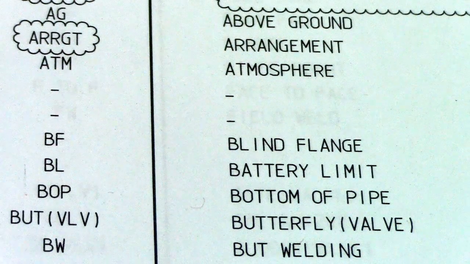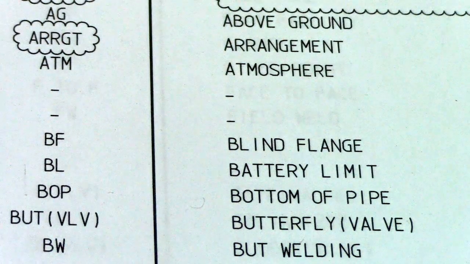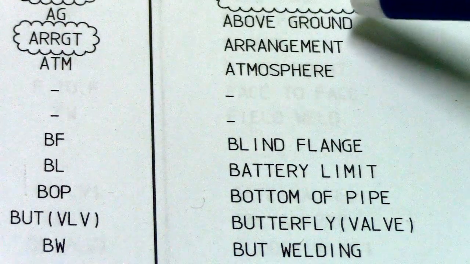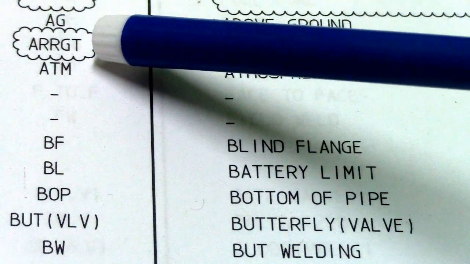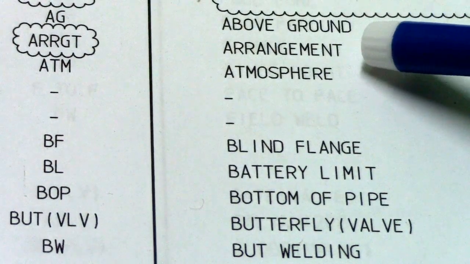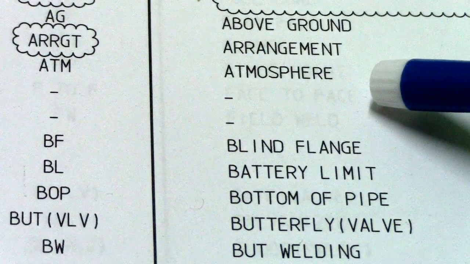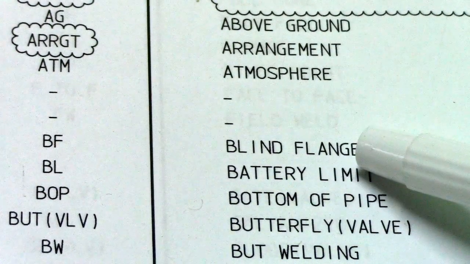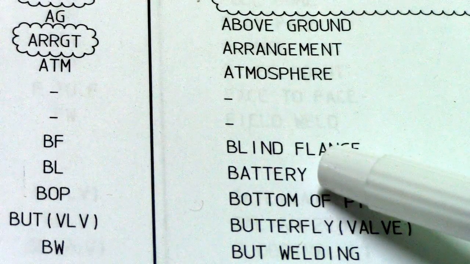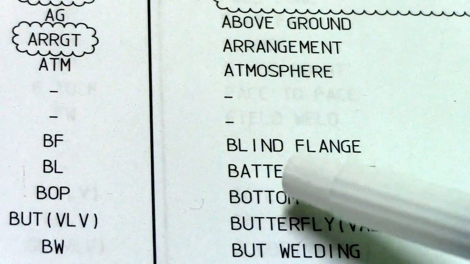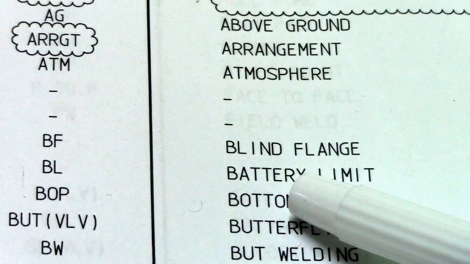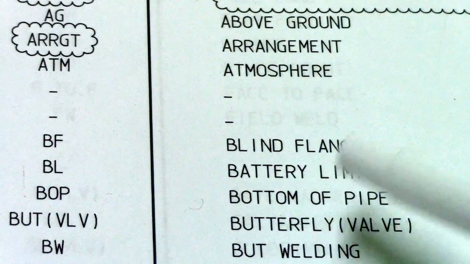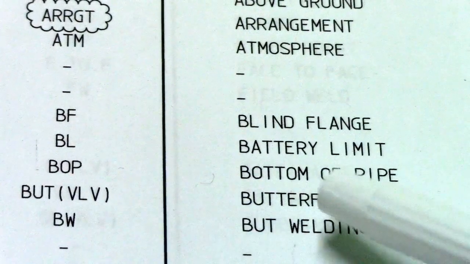So this is piping abbreviation. Okay, we will start with AG. The meaning of AG is above ground. ARRGT is arrangement. ATM, atmosphere. BF, blind flange. BL, battery limit. BOP, bottom of pipe. BUT, this is butterfly valve. And BW, butt welding.